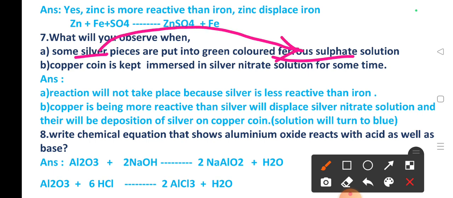That's why the displacement reaction will not occur. Then what? Reaction will not take place, because silver is less reactive than iron.